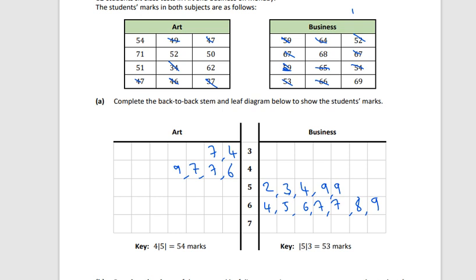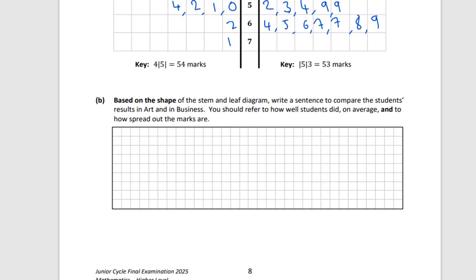The 50s, there's 50, 50. Then there's 51 and 52 and 54. And there's 62 and there's 71. That's it filled in. Based on the shape, write a sentence to compare the student results in art and business.